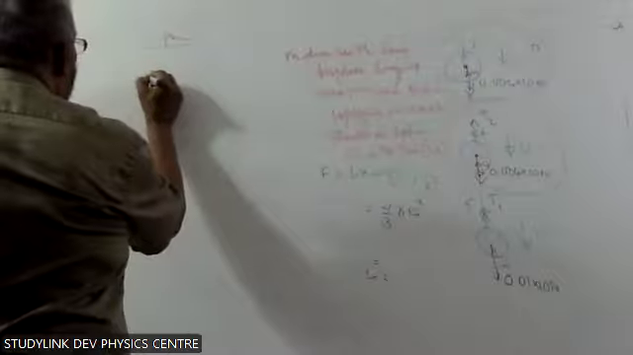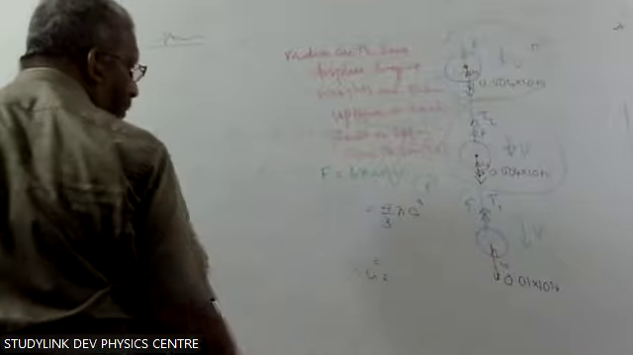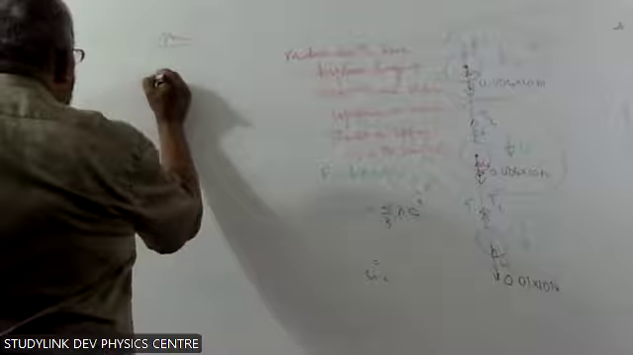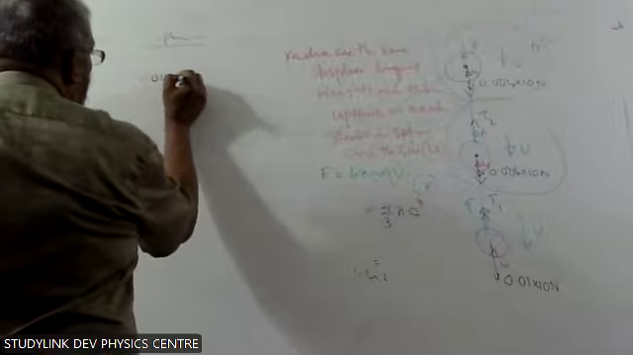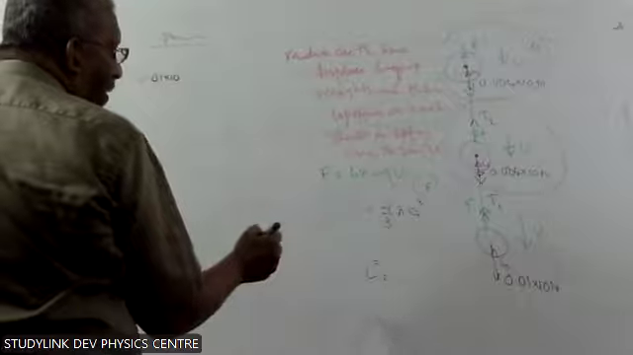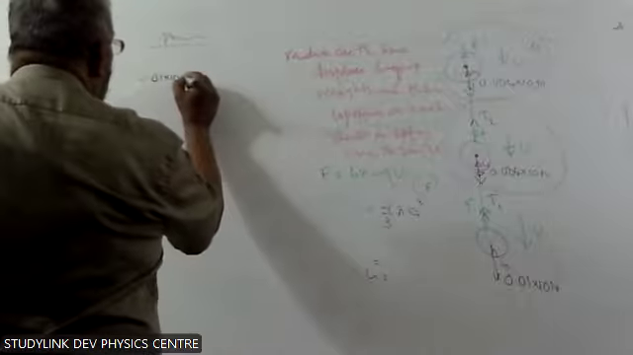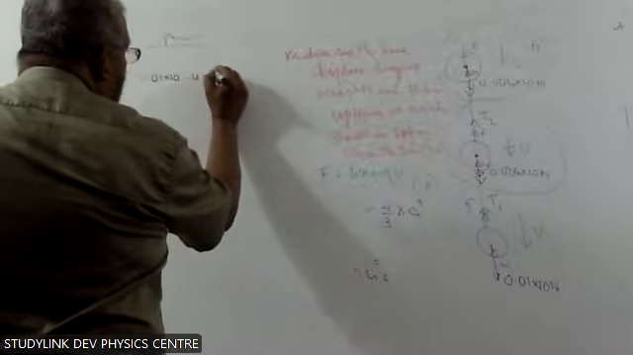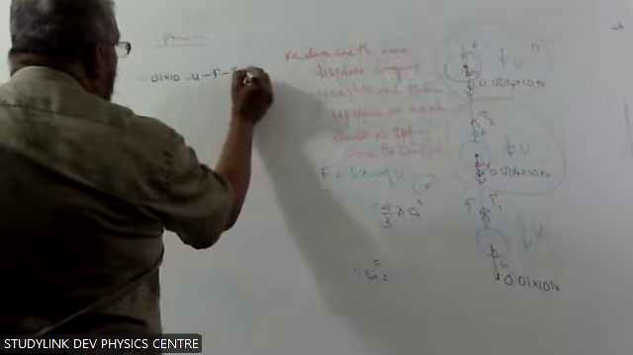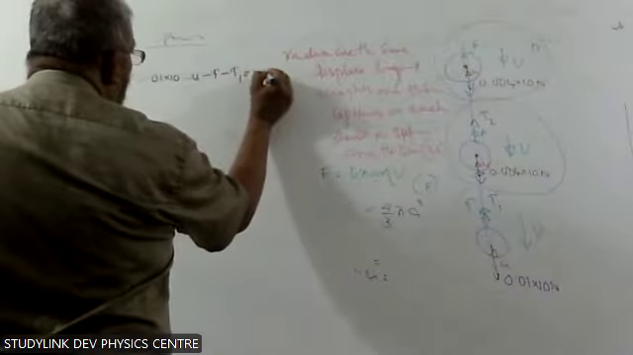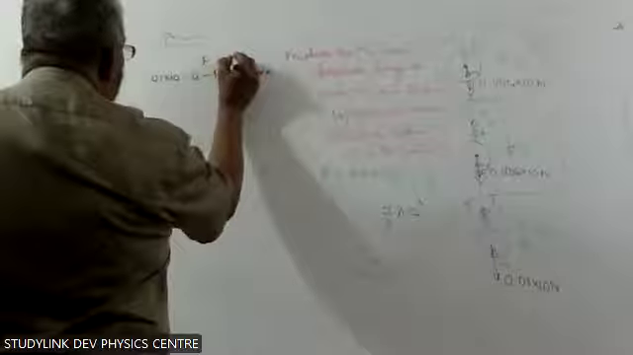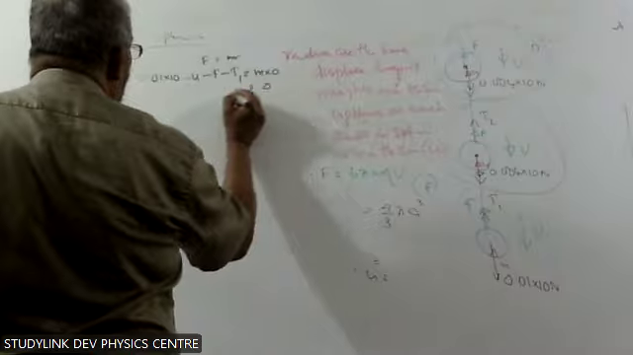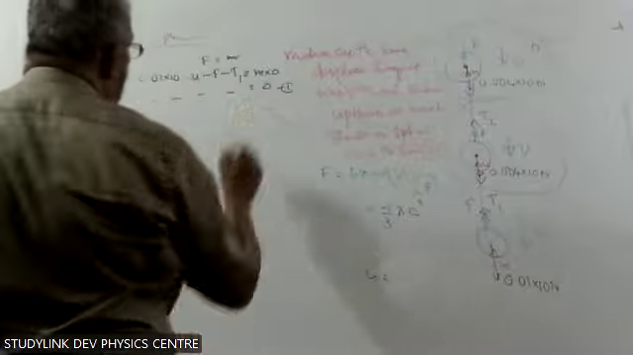0.01 into 10. As it is, I'll write 0.01 into 10. Then minus U minus F minus T1 is equal to M into, this is F equals MA, 0. So that is 0, first equation. Then you get the equation.